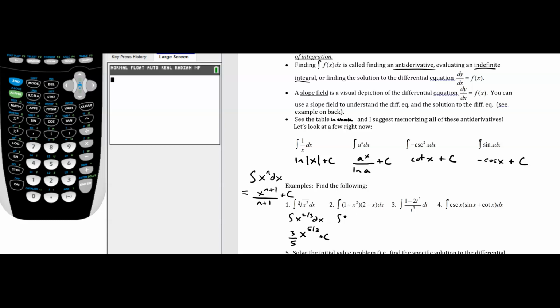1 times 2 is 2. 1 times a negative x is a negative x. x squared times 2, 2x squared. And then minus x cubed. Okay, and that's dx. So the antiderivative of 2 is 2x, because 2x would be the function that when you take its derivative, you get 2.